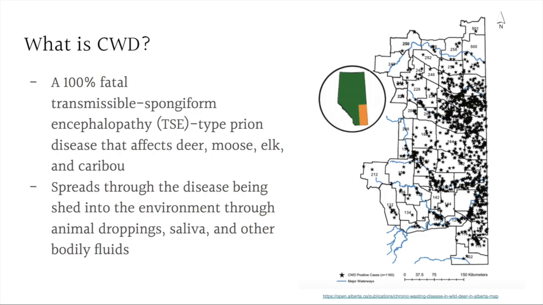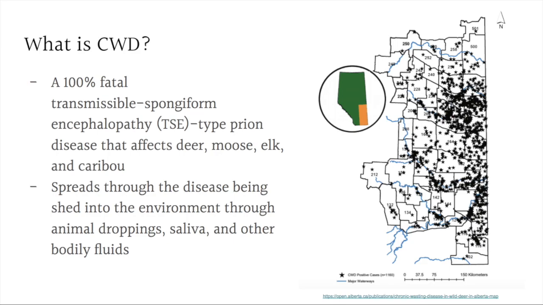So what is chronic wasting disease, or CWD? It is a 100% fatal, transmissible spongiform encephalopathy type prion disease that affects deer, moose, elk, and caribou. Another type of TSE that you might be familiar with is bovine spongiform encephalopathy, also known as BSE or mad cow disease. And this disease spreads through being shed into the environment through animal droppings, saliva, and other bodily fluids, and then other animals coming in contact with those fluids and picking up the disease.